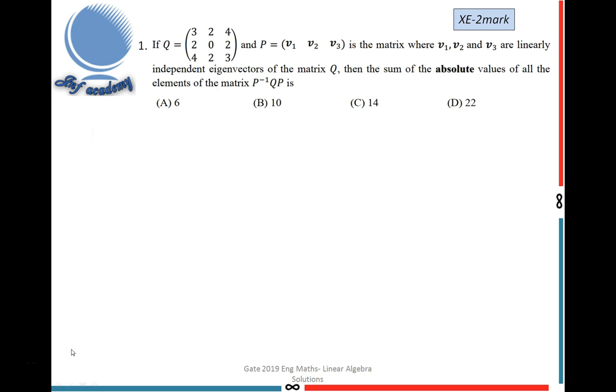Hello friends, in this video let me solve 2019 GATE Engineering Mathematics questions related to the concept of diagonalization of a matrix. I already uploaded the concept video, keep watching if you need to.